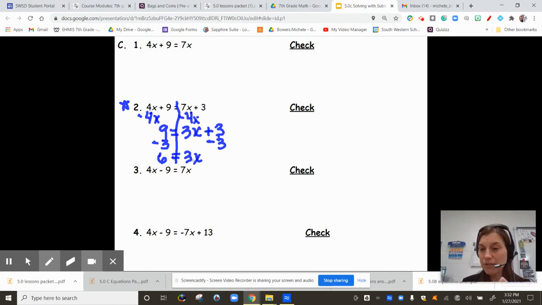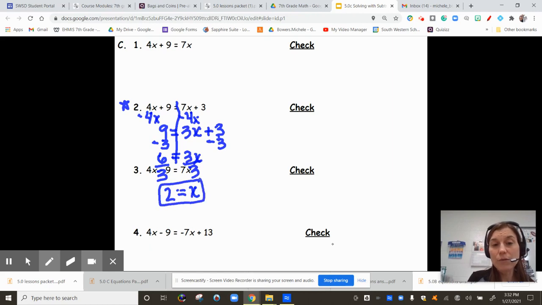So now I do my final step. I divide by the coefficient. So I'm going to divide both sides by 3. Sorry that I'm writing over top of this one, but you probably had more room. I'm dividing both sides by 3. 3 divided by 3 is the invisible 1x. 6 divided by 3 is 2. So I think that 2 is what x equals.